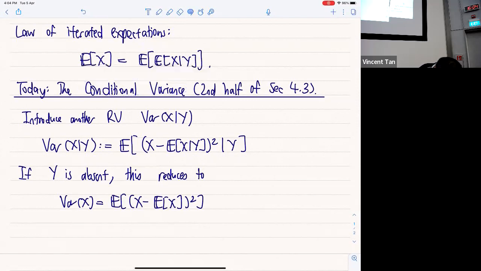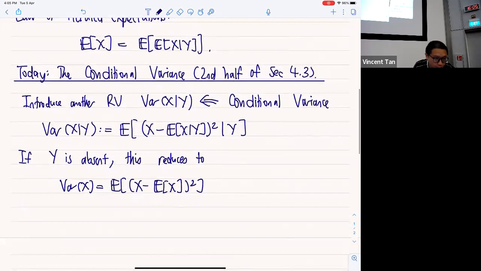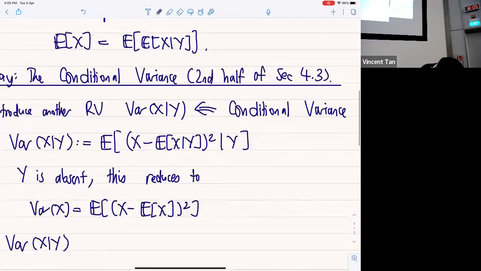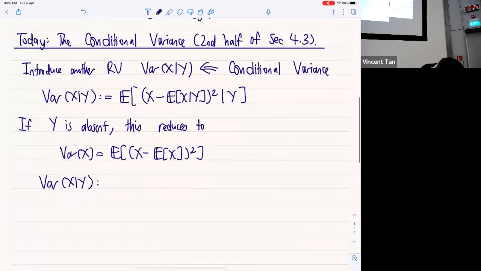This is known as the conditional variance. We introduce another random variable. This is being very disorganized, but the conditional variance is basically this notation here, and I'll illustrate how to use this notion shortly. We just want to remark that the conditional variance, which is this object here, is a function of what we are conditioning on. Very important. It's just like the conditional expectation.